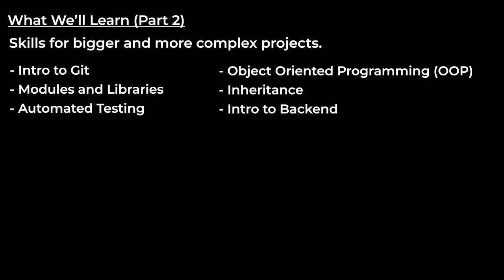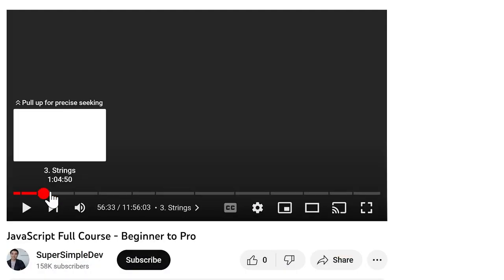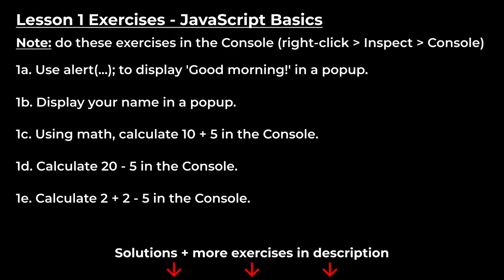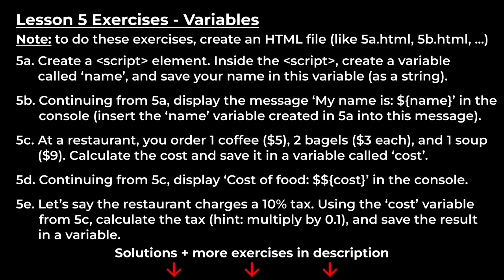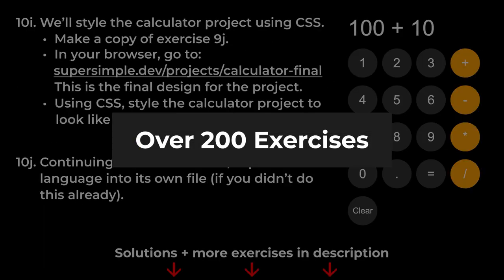In part 2, we'll learn skills that are useful for bigger and more complex projects, and we're going to start and finish the final Amazon project. You can find the different lessons of this course below the video here and here. And after each lesson, I'm going to give you a bunch of exercises that you can do on your own to practice the skills that we learned. In total, this course will have over 200 exercises. So with that said, let's get started.